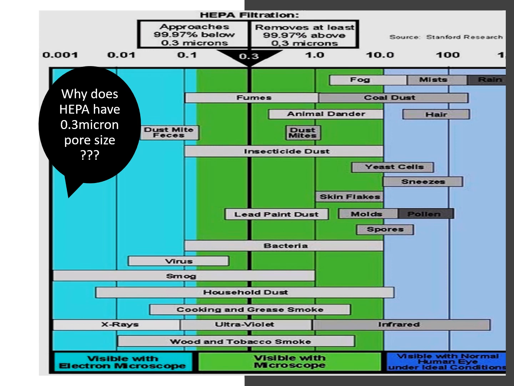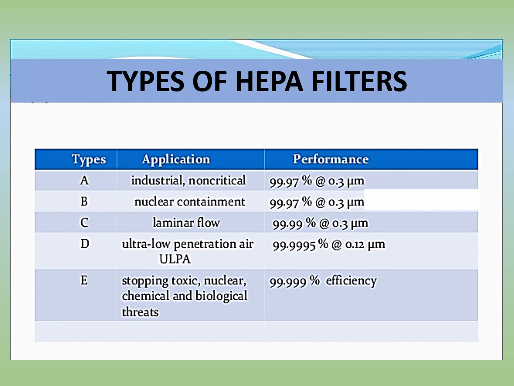HEPA filters remove at least 99.97% particles of 0.3 micrometer or greater than this size. But it doesn't mean that they don't approach the particles below 0.3 micrometer. Actually, they do. So I hope you are clear with this concept. There are different types of HEPA filters, and these filters are of different efficiencies depending on their applications. There are ULPA filters as well, and they can remove smaller particulate matter than HEPA filters and find extensive usage in research laboratories.